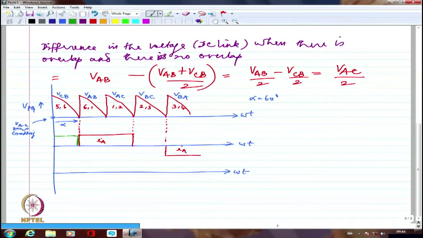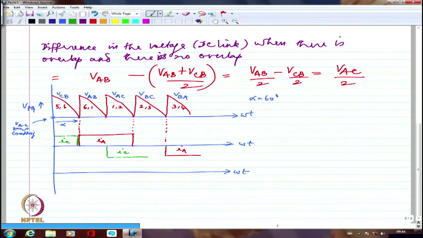And IC should have started again at this point. It should have gone like this. So this should have been IC, negative side, without overlap, right?